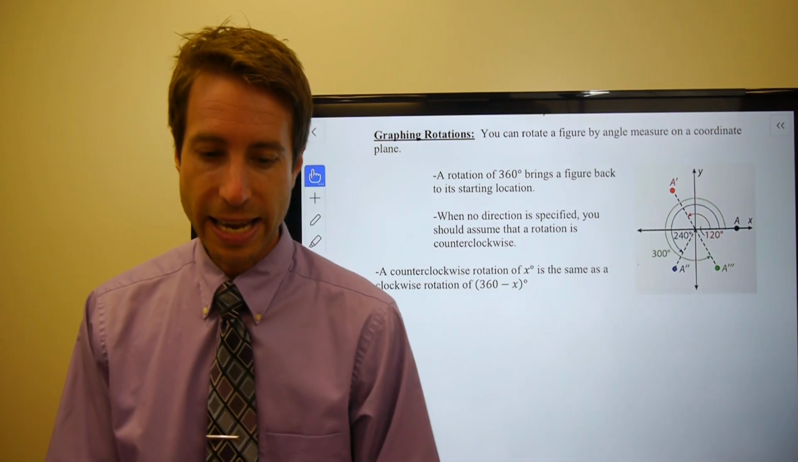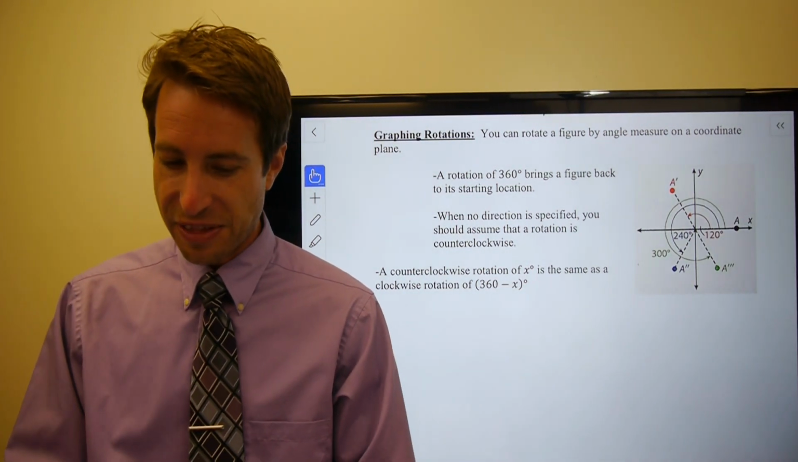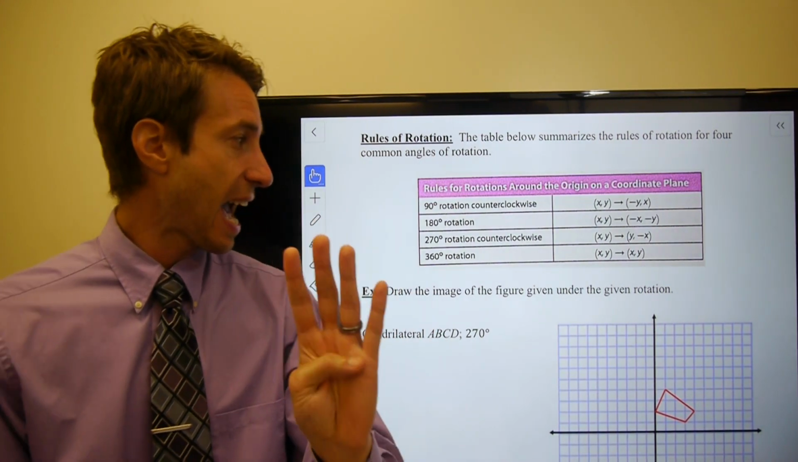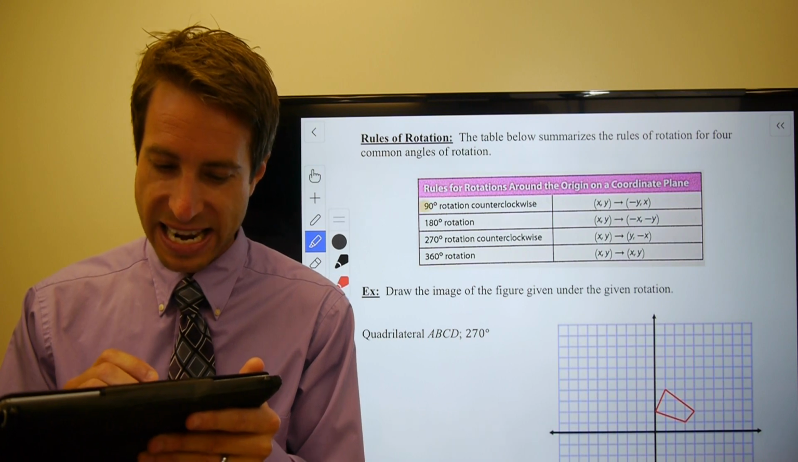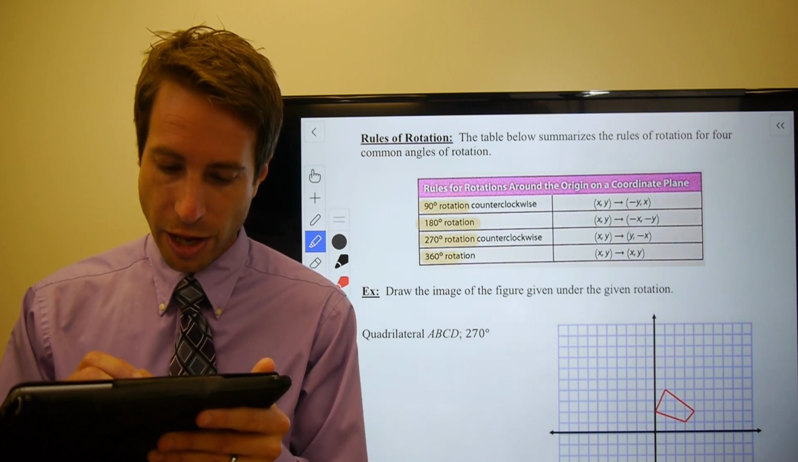Okay, let's go ahead and jump right into this. As I stated when we started this set of notes, there are 4 common angles of rotation, and it's these right here: 90 degrees, 180, 270, 360.